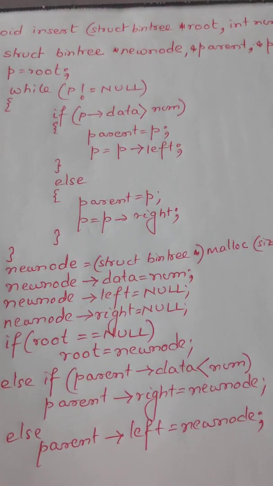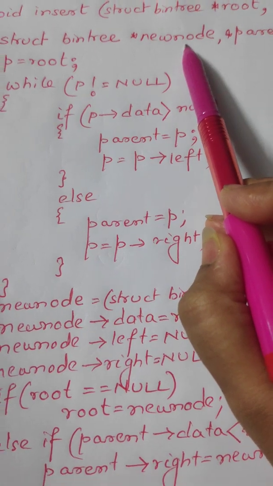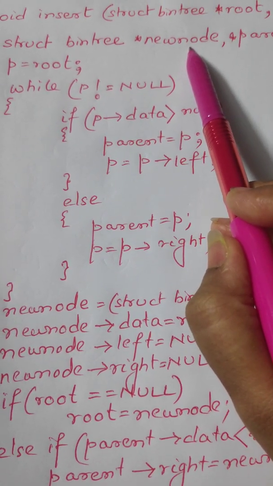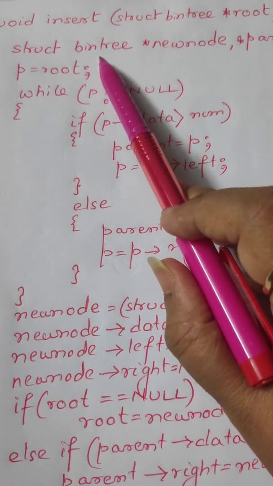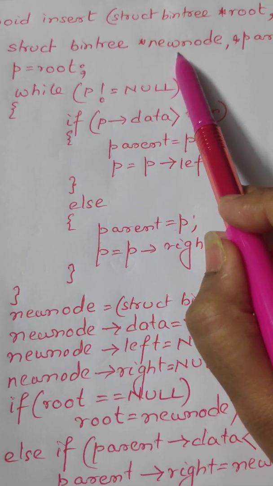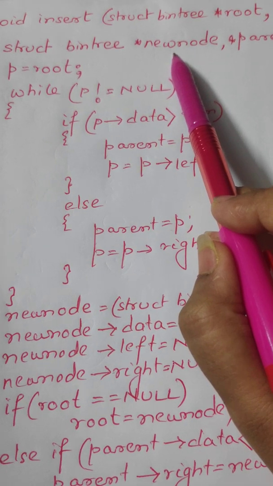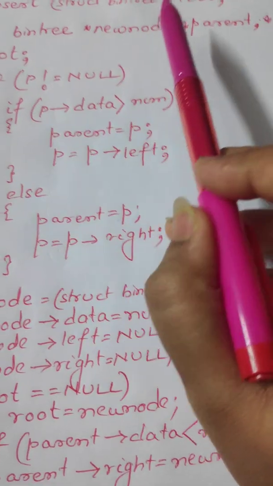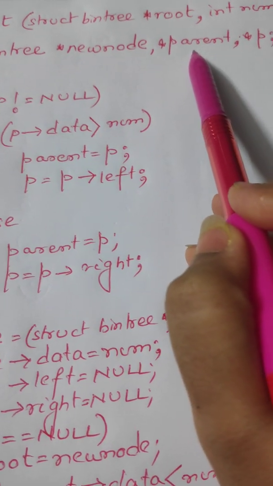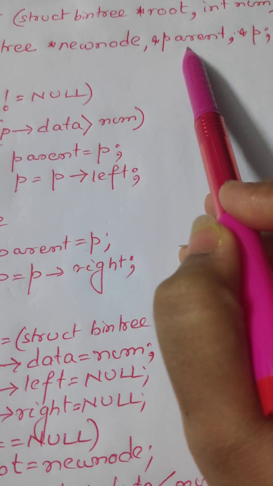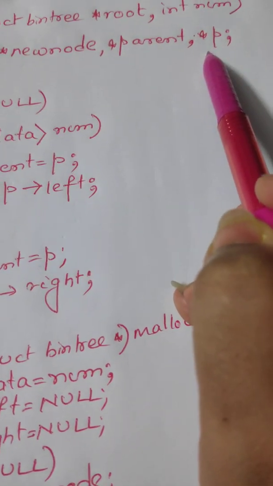Now, in the algorithm, as you can see, we have taken a new node variable. This new node variable is not unknown to you. This new node is a pointer type variable of the node type, and it would be used to allocate memory for the new node that we are going to create. Then there is a parent node. As we go through the algorithm, the use of this parent node will be clear to you. And there is a P.